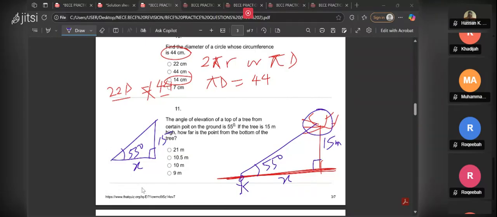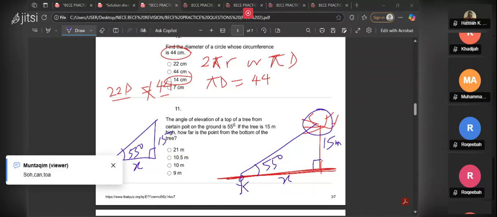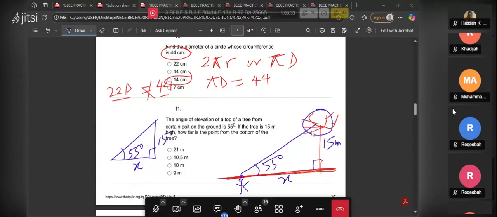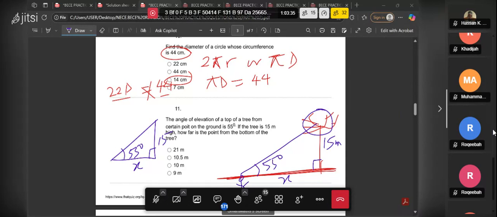Whether you prefer or you don't prefer SOHCAHTOA, please, I want to urge every one of you, don't look at the chat box. Just leave the chat box. Focus on what you are learning, please.